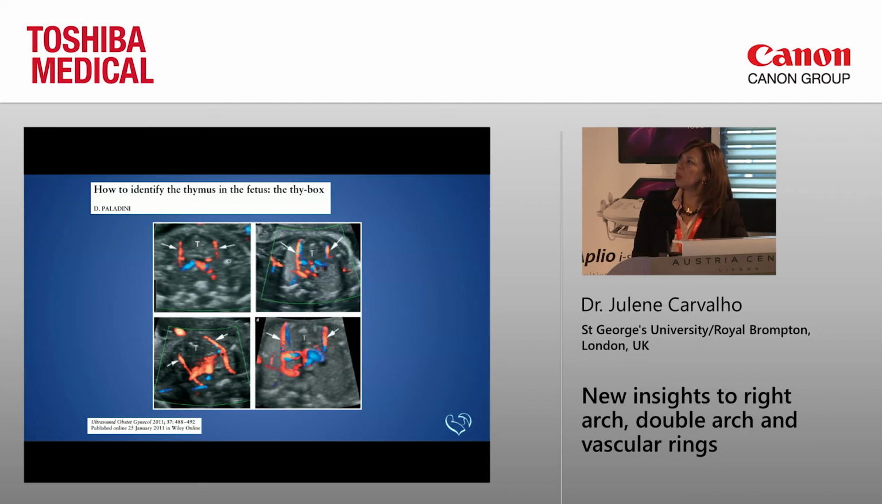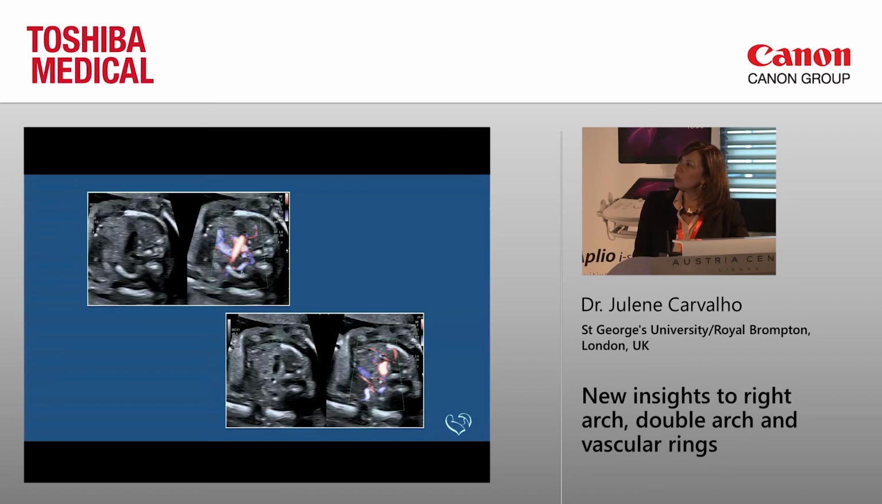This is another paper that teaches you how to look at the thymus by delineating the subclavian arteries. In between is the thymus, called the thigh box, and there's a paper by Palladini, and there's a picture from his publication. So it's very important to go up in the chest and identify the subclavian artery. You don't necessarily need to see the subclavian artery because the internal mammaries are branches of the subclavian. So here's the right internal mammary, here's the left internal mammary coming off the subclavian, and the thymus is in between here, so it's a normal thymus.